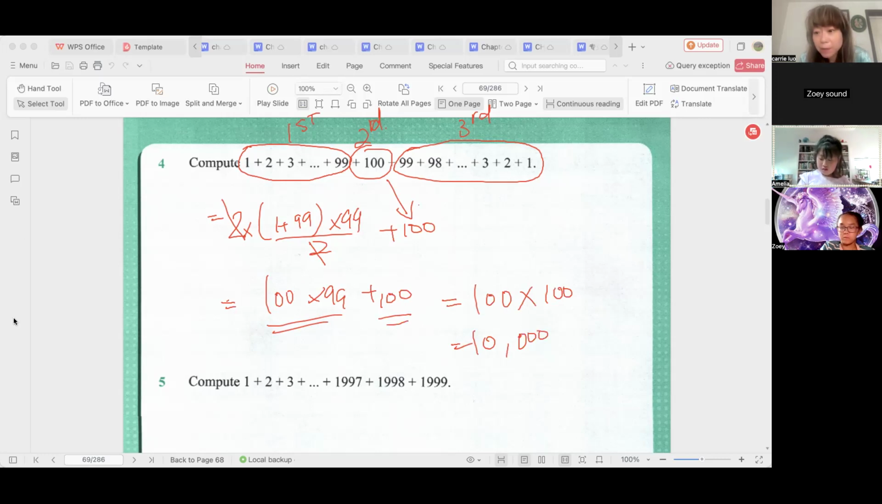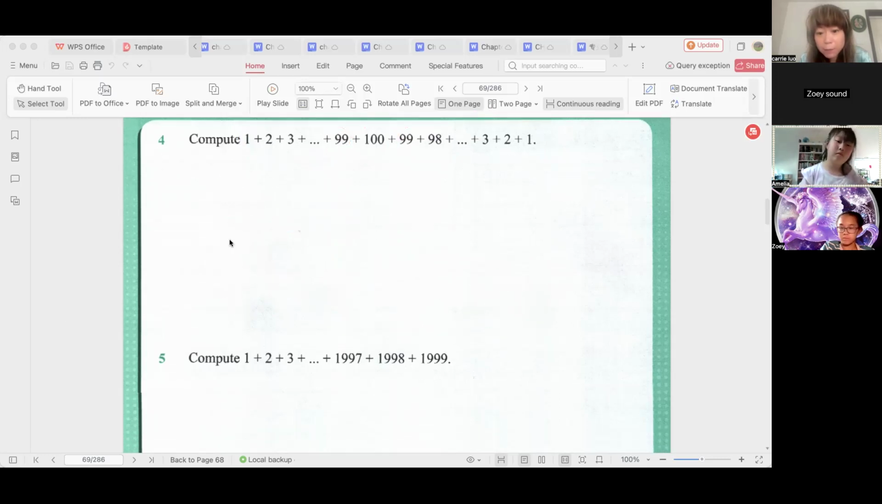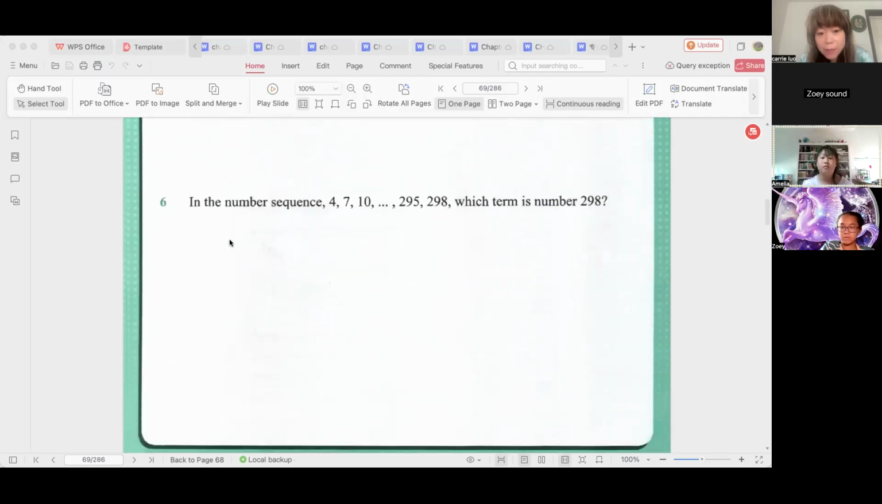Get it, Zoe, Amelia? Easy? Okay, so number 5, I'm not going to spend any time on that because it's too easy. So let's take a look at number 6. Okay, your turn.